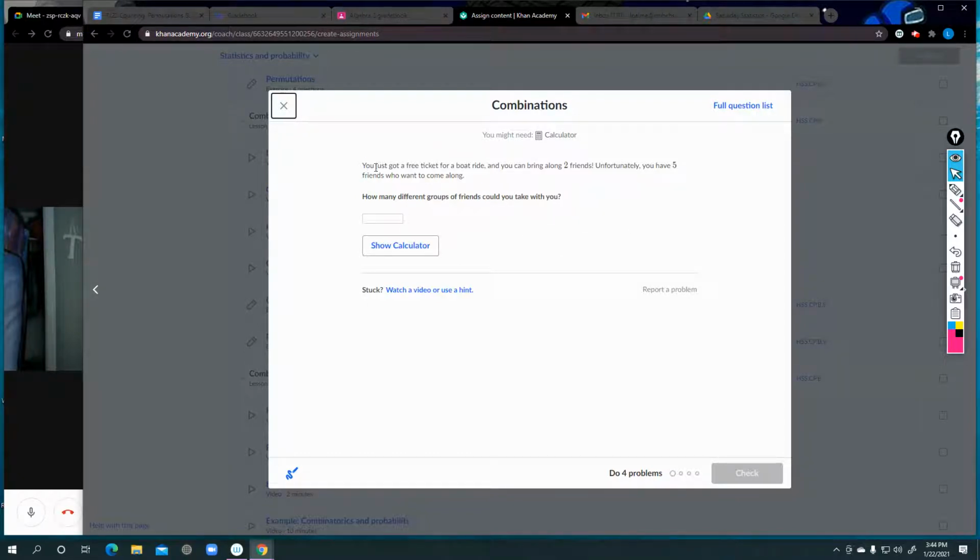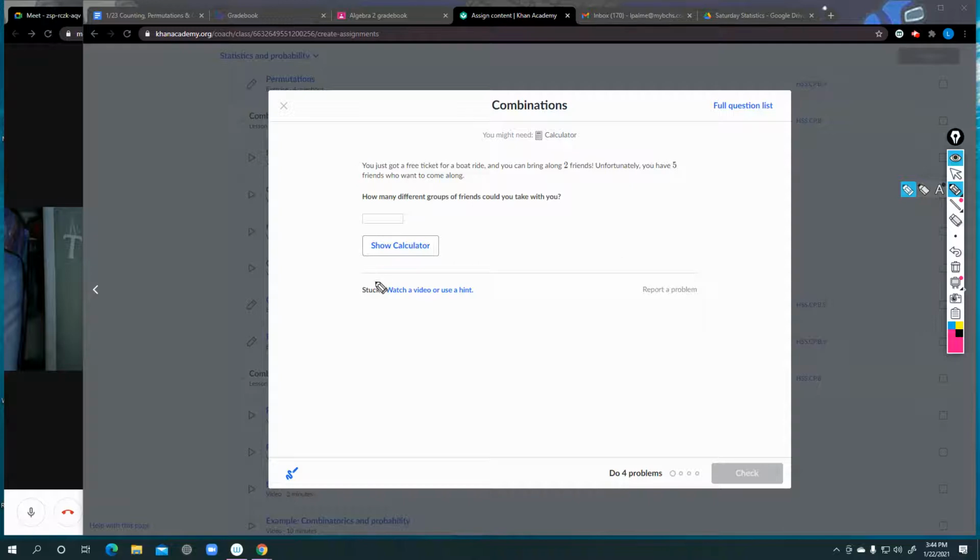So you just got a free ticket for a boat ride. You can bring 2 friends along. Unfortunately, you have 5 friends who want to come along. How many different groups of friends can you take with you? So for combinations, knowing that we're looking for how many different groups, we know we can use combinations.